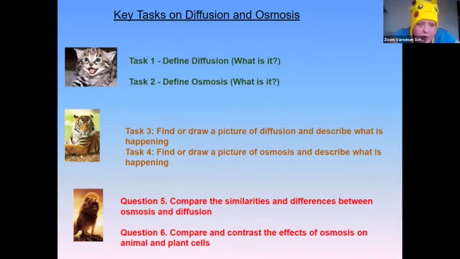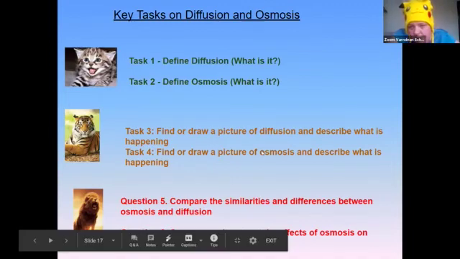And then I've put for the tiger tasks, find or draw a picture, up to you, of diffusion and describe what's happening. So what is going on with those particles? So it's a bit more of a detailed explanation and description of what diffusion is, and the same for osmosis.